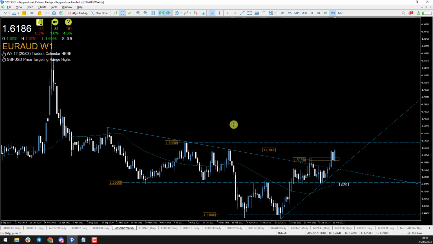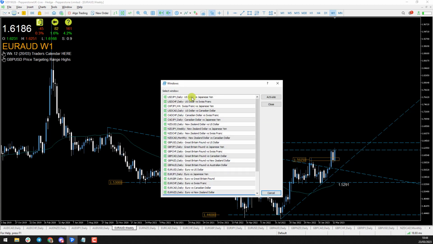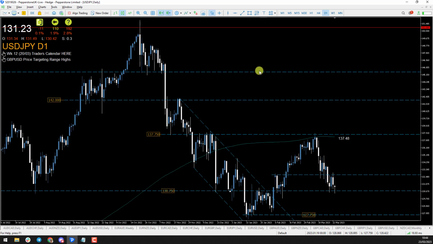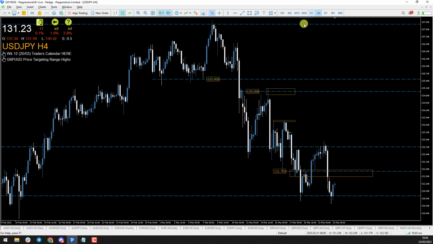Now, I know I said I'll talk about Euro Dollar, but let me just quickly go into Dollar Yen, because Dollar Yen has played out pretty perfectly since the last time we talked about it. We talked about looking to see a couple of opportunities short. Now, the one was the 131.75. We ended up taking a short position here, targeted a few pips and then got stopped at break even.